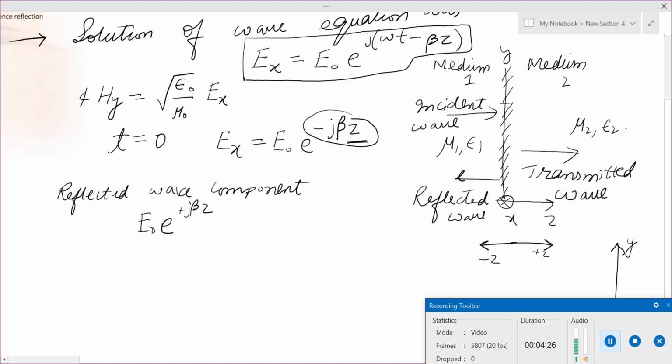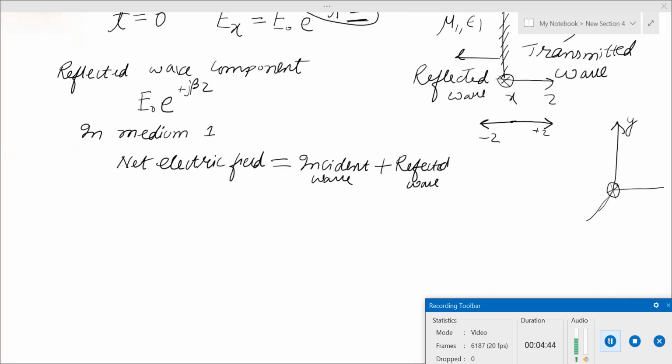So in medium 1, the total net field, I will write here, net electric field, will be equal to the incident wave plus reflected wave. Okay, incident plus reflected wave.